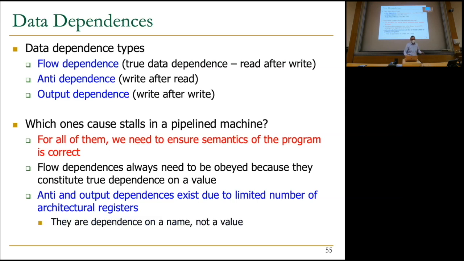Okay, so basically these two dependencies are false dependencies because they depend on a name and not on a communication of a value in the end. And we will later see what we can do about them. We're going to be a lot more aggressive about them and get rid of them as much as possible. Whereas flow dependence, you cannot get rid of, unfortunately, because one instruction is producing the value and another instruction is consuming that value. You have to communicate that produced value to the consumer correctly.